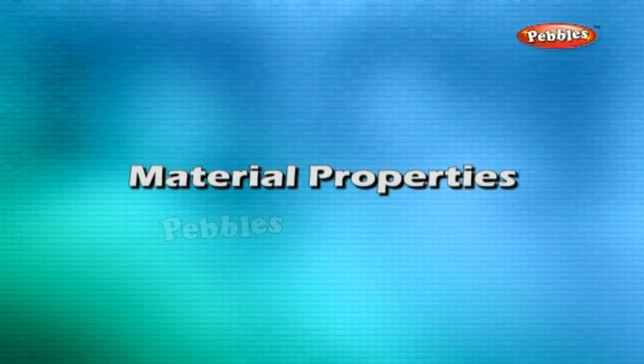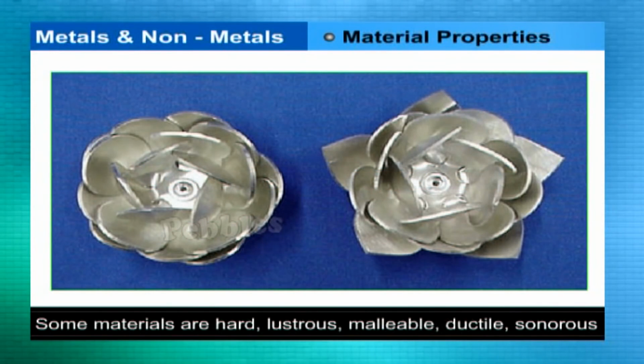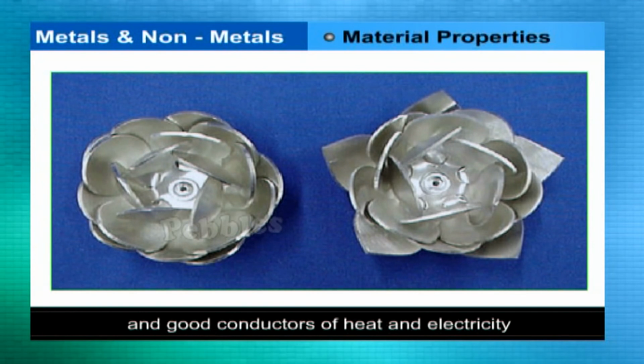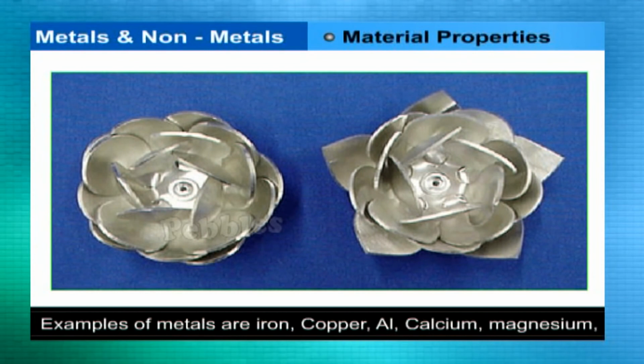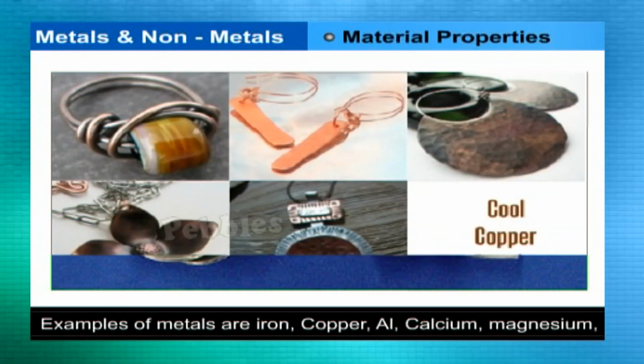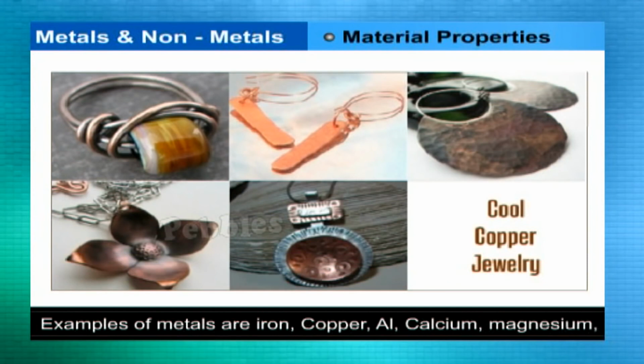Material properties. Some materials are hard, lustrous, malleable, ductile, sonorous, and good conductors of heat and electricity. The materials which generally possess these properties are called metals. The examples of metals are iron, copper, aluminium, calcium, magnesium, etc.